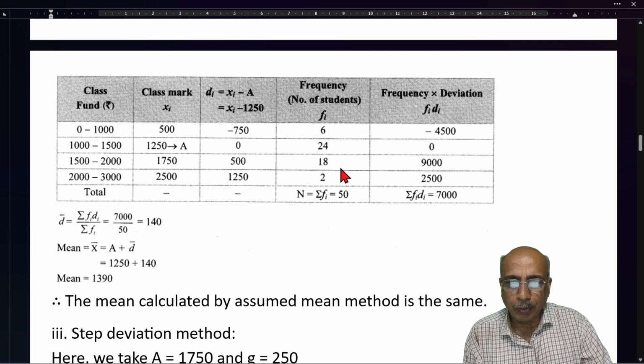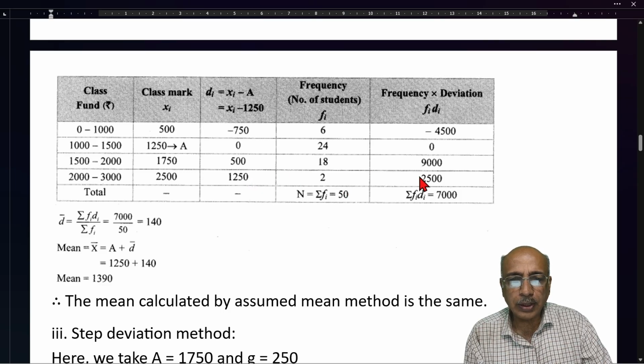Frequencies are given. Take the product of di and fi. So minus 750 into 6 equals minus 4500. 0 into 24 is 0. 500 into 18 is 9000.